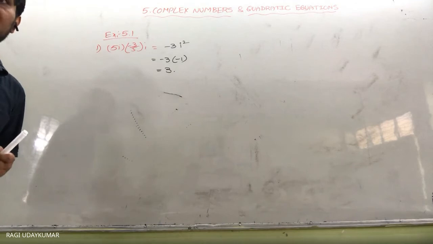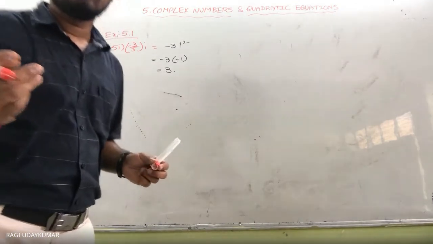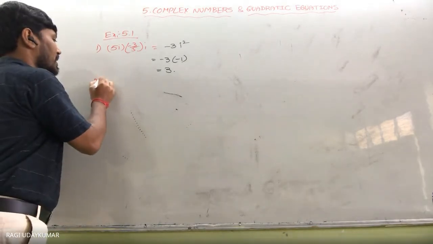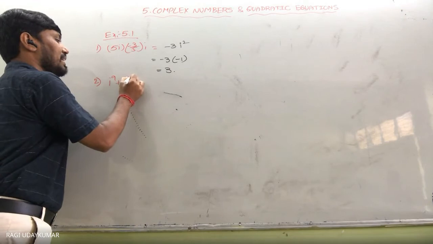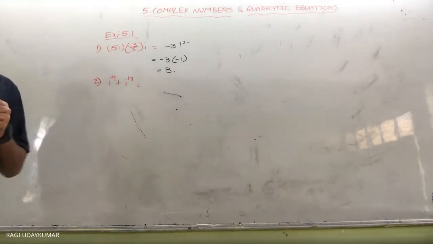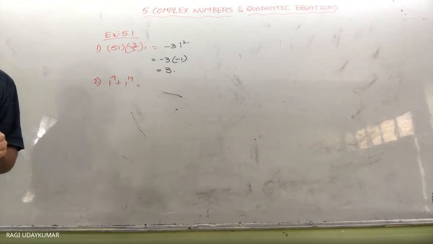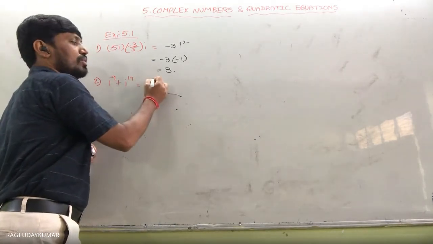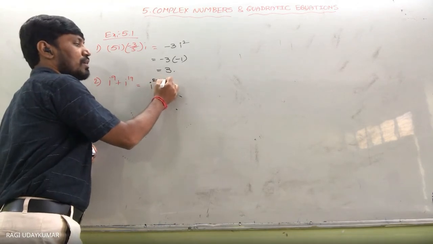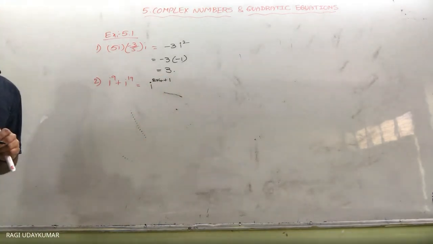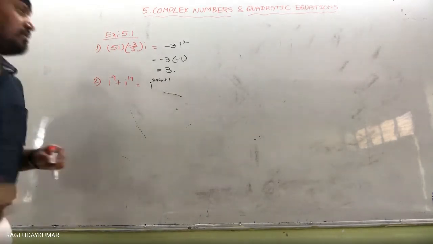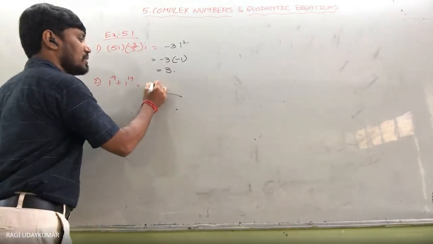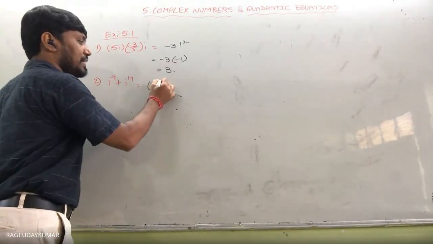Okay. Second question is given: i power 9 plus i power 19. So second question is i power 9 plus i power 19. So both you have to write in the form of i power 4k plus something. If you write i power 4k plus something, you need i power 2 into 4 plus 1. Otherwise, if you get confused, you can write like this: i square whole power 8.